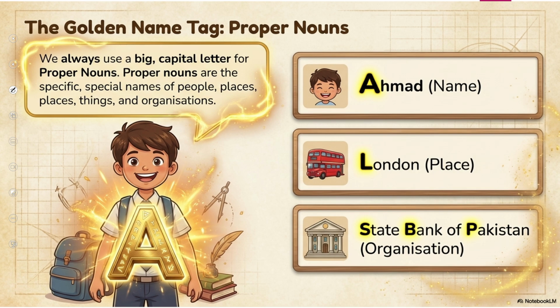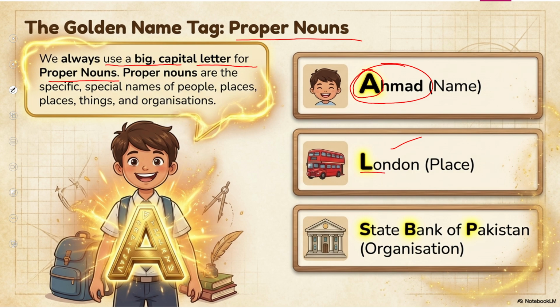The golden rule, which is proper noun. Always write proper nouns with a capital letter. We always use a big capital letter for proper nouns. Proper nouns are the specific special names of people, places, things and organizations. For example, Ahmad. When you call Ahmad, Ahmad is a specific name. That's why we are using a capital A to write this word. Again, London. London is the name of a specific place. That's why we are writing L in capital letter.